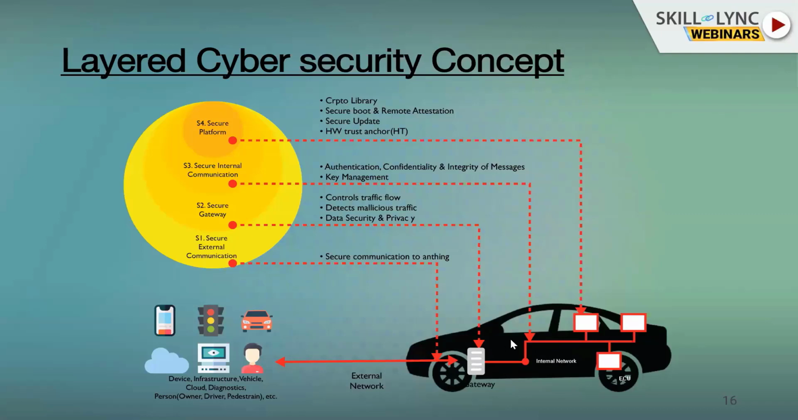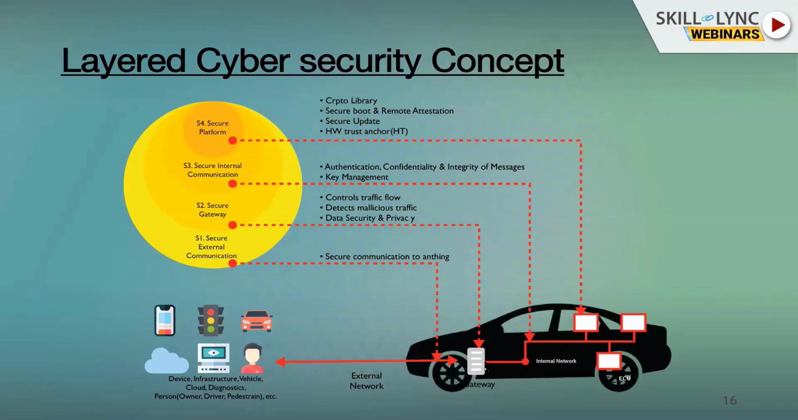Now, coming to the internal network, which could be your Ethernet network or your CAN network, it is important to secure this internal communication, the messages flowing over this network. How do you do it? You implement authentication, confidentiality, and integrity of the messages, and you also manage the keys within this system. So there is a key management system that needs to be implemented, and using these keys you can create the CMAC, or you can implement secure communication. Secure onboard communication is defined by AUTOSAR also.